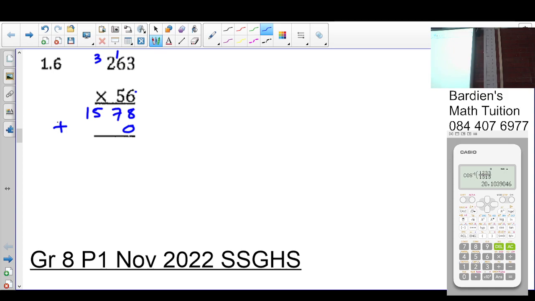5 times 3 is 15. Carry the 1. 5 times 6 is 30 plus 1 is 31. Carry the 3. 5 times 2 is 10, plus 3 gives 13. Add: it gives 0, 2, 7, 4, 1. So it's 14,720. Who got that answer? Nice.